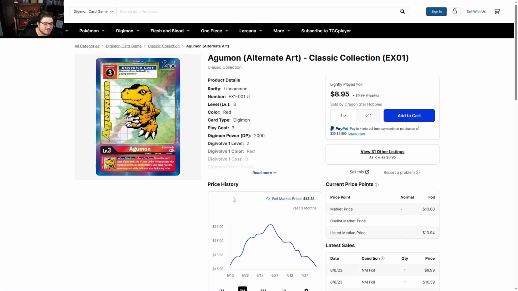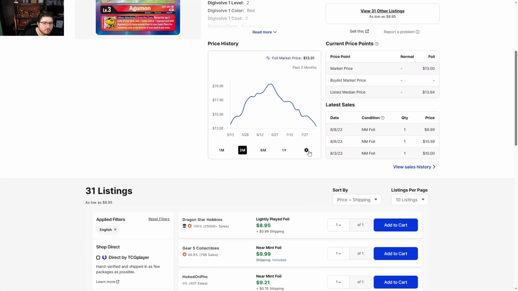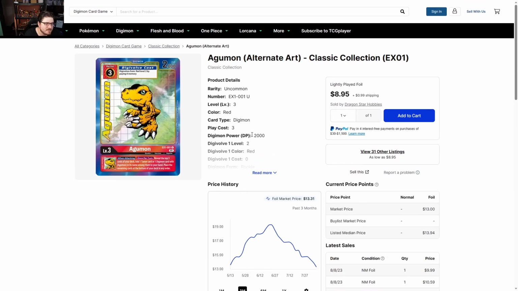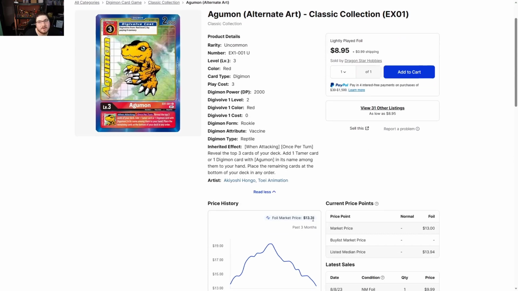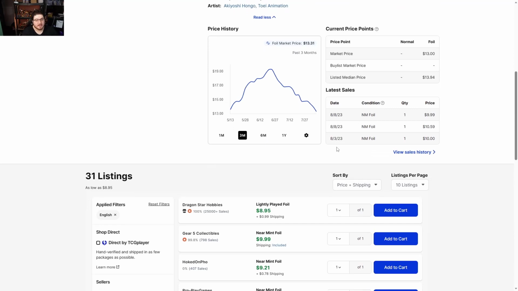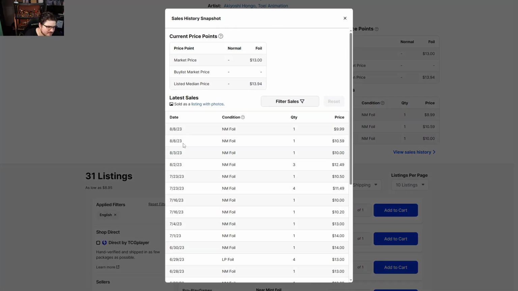Agumon, Alternate Art, Classic Collection, EX01, going down, which is good to see. This was because, you know, this could search a Tamer and an Agumon among them to your hand. It's not a terrible card, but I don't see any benefit in picking this up and just let it fall down. People have been buying it though in the last couple days. Just had a couple of people buy it at like $10 a pop range.